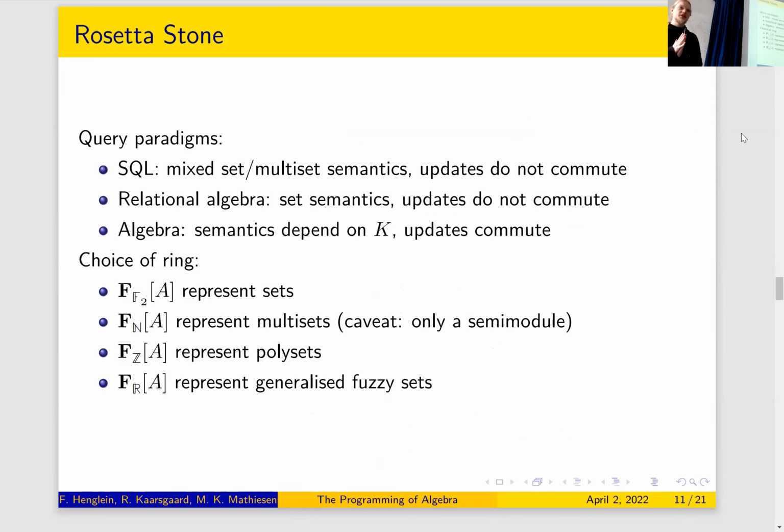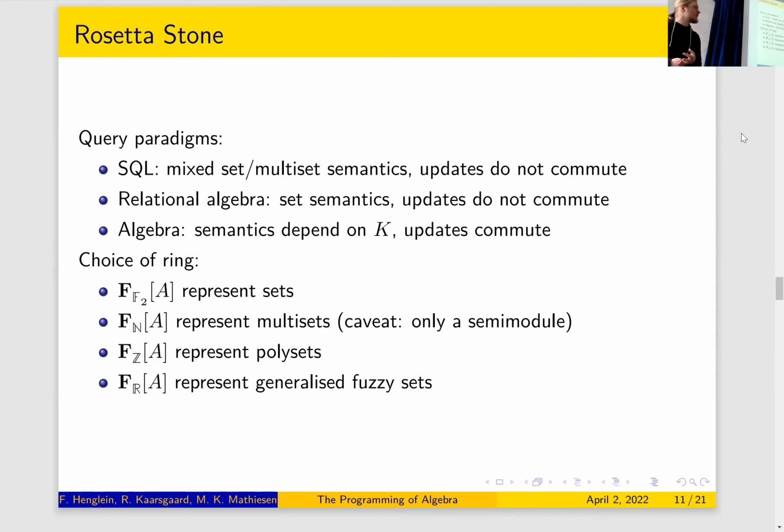Let's see. Okay, so that was the algebra. Now for some query languages. I'll present a kind of Rosetta Stone between SQL, relational algebra, and our algebra. SQL, I think of as having a kind of mixed set and multiset semantics, because you can have multiple copies of the same row, no problem in SQL, but some of the operators will implicitly do duplicate elimination. So you have to be very careful in SQL if you're thinking about sets versus multisets, because you can get surprised. And also updates do not commute, and by that I mean insert followed by delete is not the same as delete followed by insert. That's how SQL usually works.